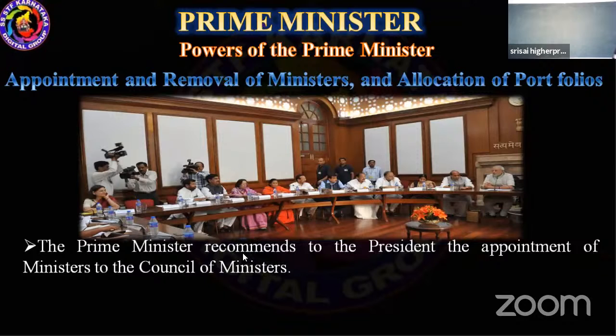The Prime Minister recommends to the President the appointment of the ministers to the Council of Ministers. After selecting whom he would like to make minister in his cabinet, the Prime Minister sends that list to the President. On the particular day, all those selected ministers will take oath from the President there, and they will be appointed by the President as ministers of that Prime Minister's cabinet.